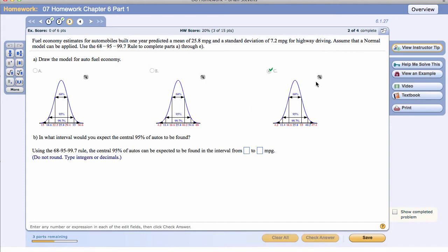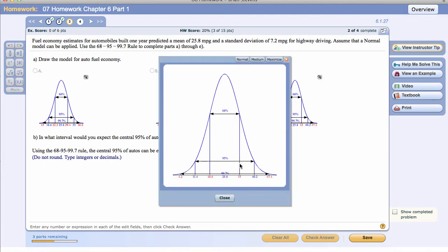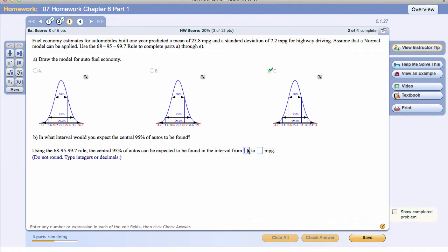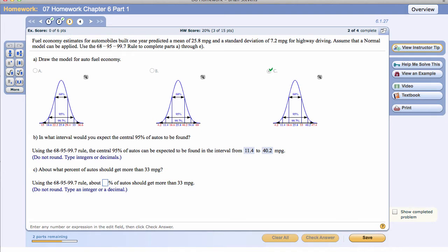Now, you will use the one that you have checked. So make sure you select the right one to start this problem. When we do the central 95%, we're talking about in between -2 and +2 standard deviations. So right here, 11.4 to 40.2. Make sure you know 68, 95, 99.7. It's a huge help. It's repeated throughout this whole problem.